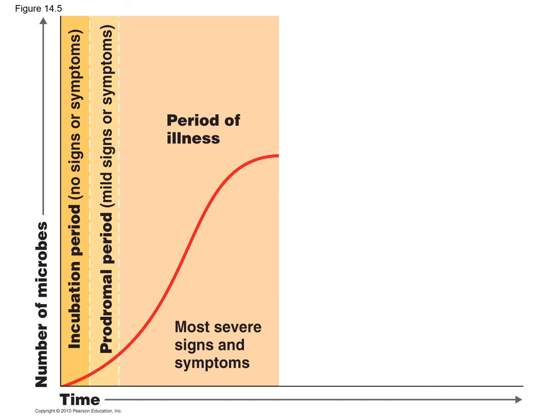So the period of illness, this is where the individual experiences the most severe signs and symptoms. So this would be the highest fever, the most pain, the most swelling, whatever it is that the person is experiencing. During the period of illness, this is where you're going to get a change in the number of white blood cells. And this is an important thing that happens during this period. So the change in the number of white blood cells.